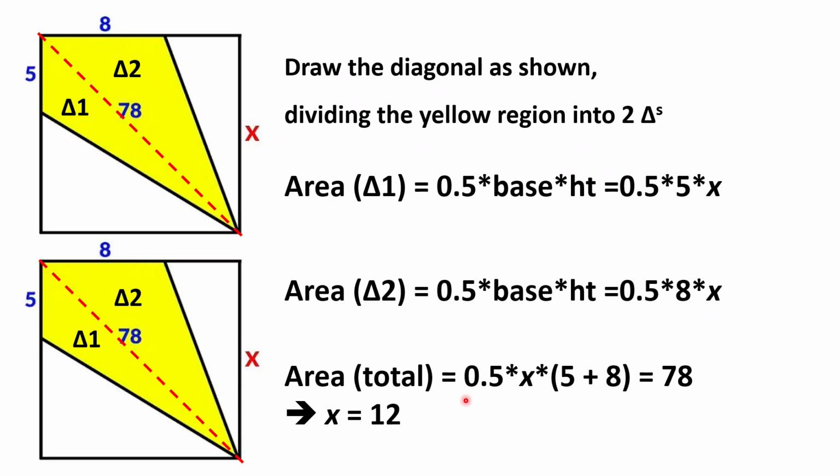Factoring out the common 0.5x, we get within brackets 5 plus 8, that is 0.5 into x into 13 equal to 78, giving x equal to 12. So just by drawing the diagonal, the red dotted line, the calculation became much easier, and we got x equal to 12. The side of the square is 12 units.